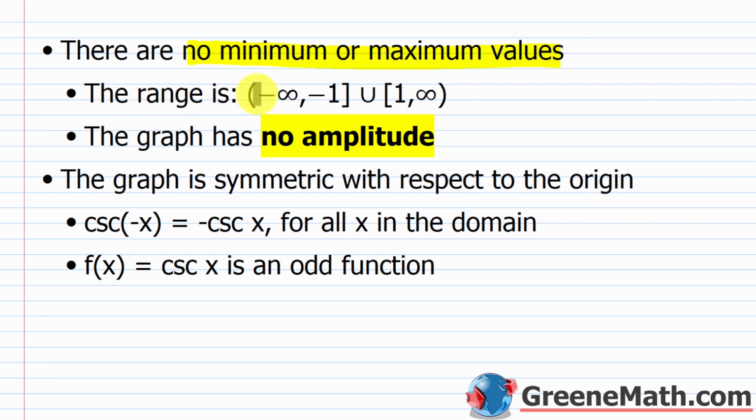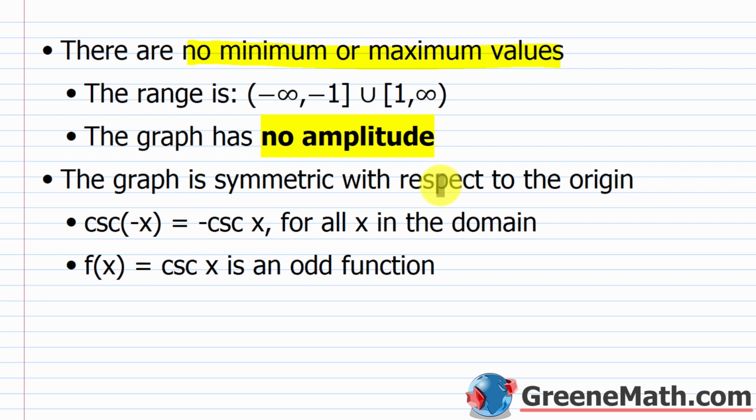The range is from -infinity to -1, with -1 being included, and the union with 1 to +infinity, again where 1 is included, but you don't have any y values between -1 and +1. So keep that in mind. The graph has no amplitude because, again, there are no minimum or maximum values. You're just going to see amplitude when you work with cosine and sine.